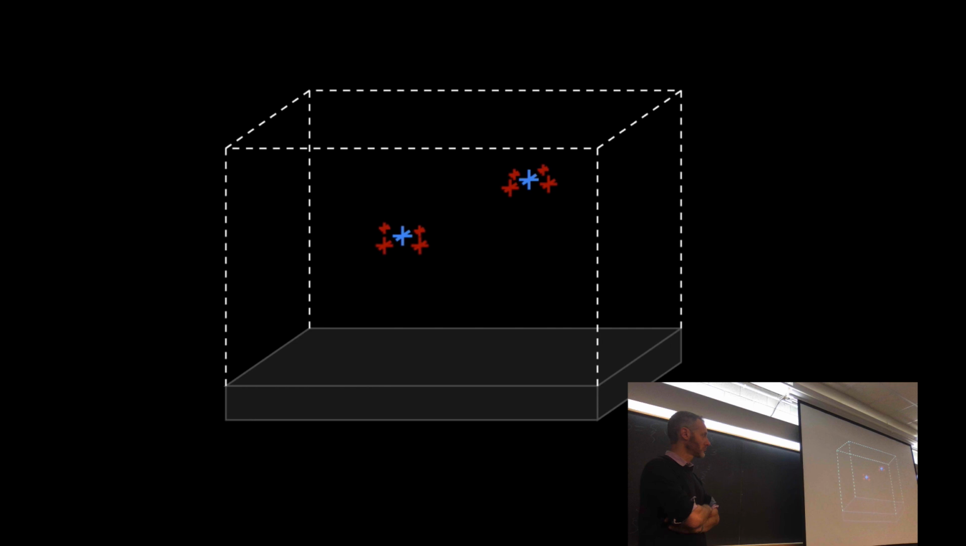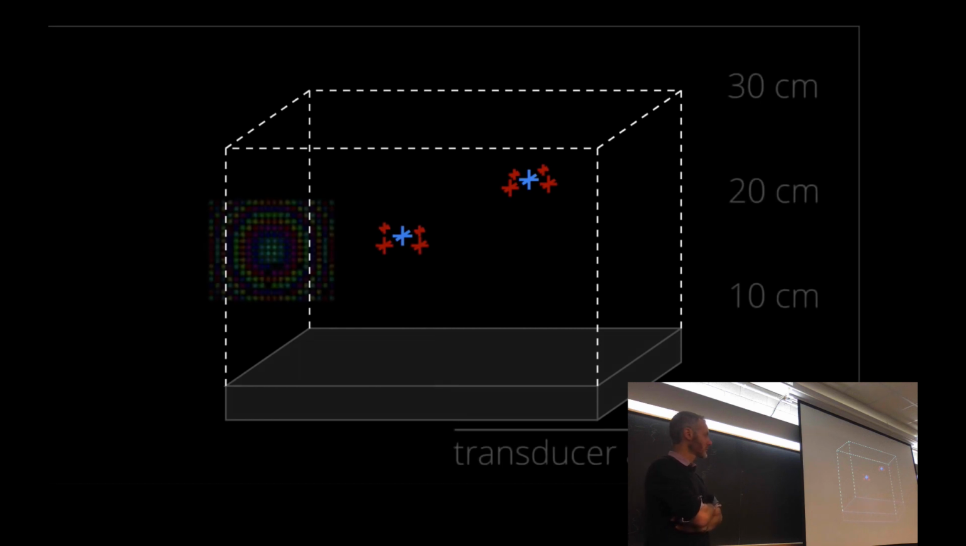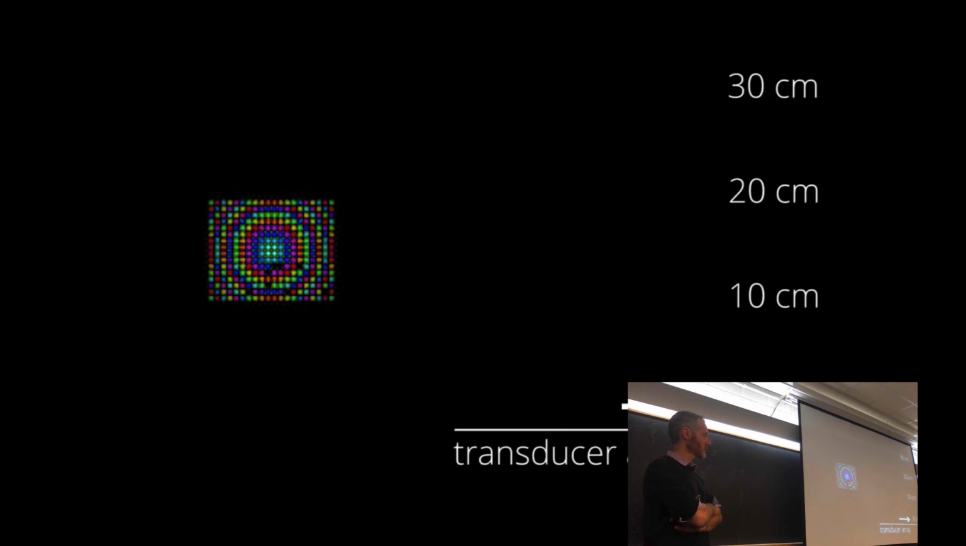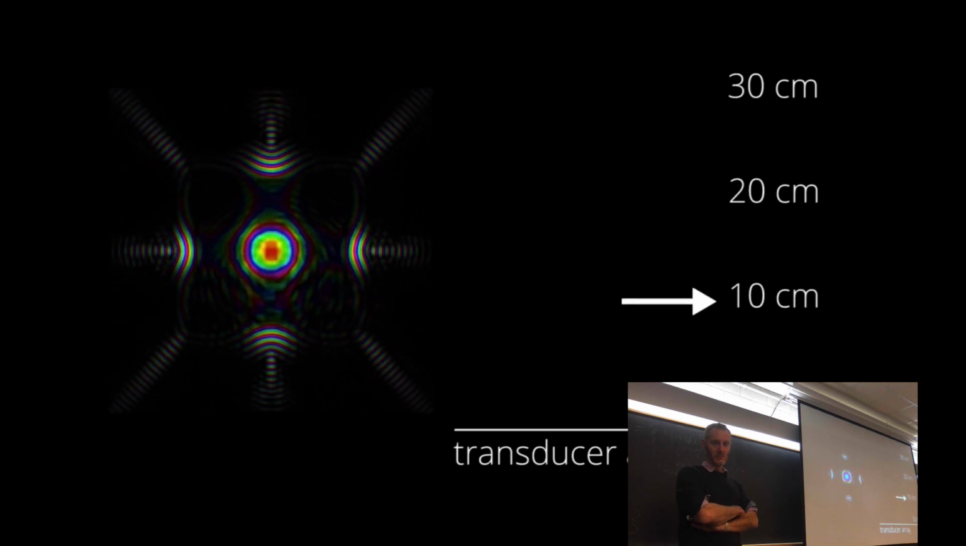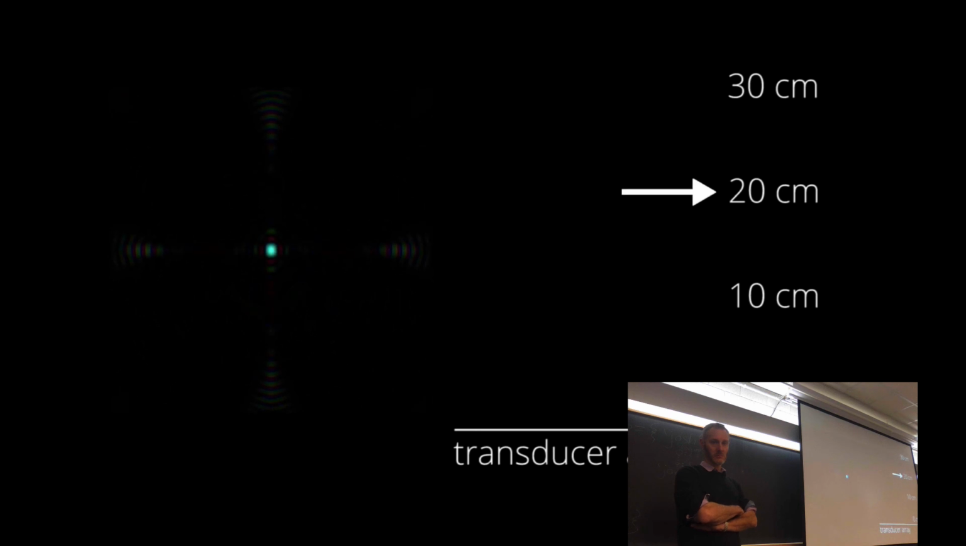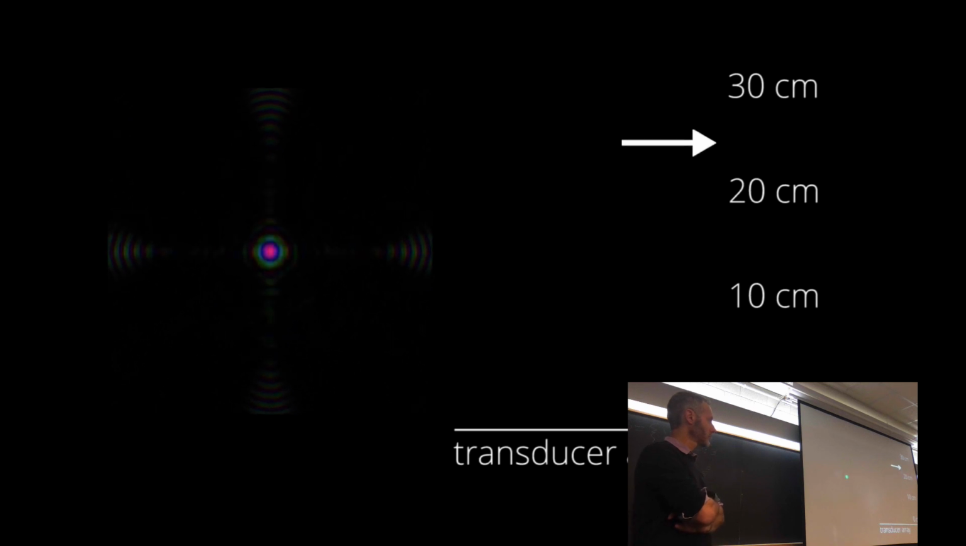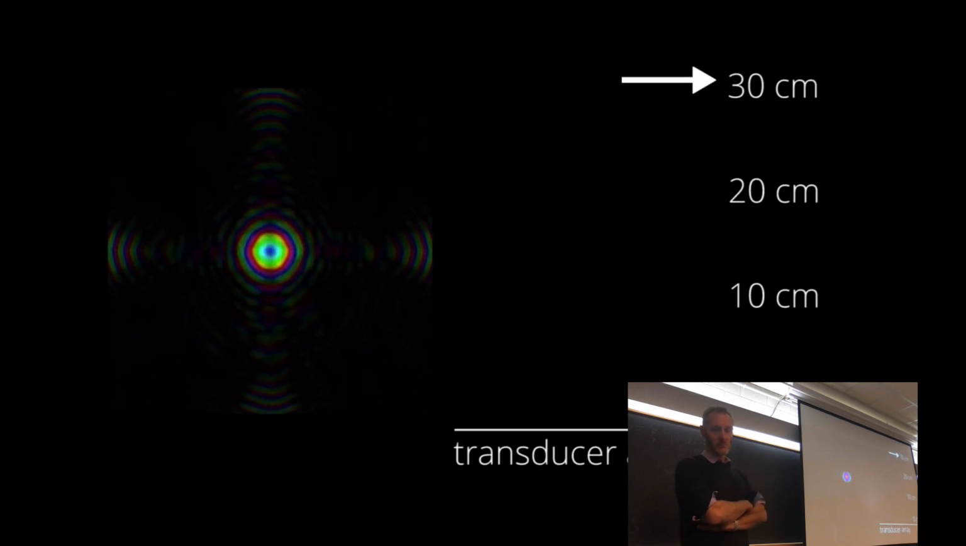Finally, the phase delay and amplitude are calculated for each transducer in the array to create an acoustic field that matches the control points. This simulation illustrates the acoustic field as we move up from the transducer array. Color represents phase, and brightness represents intensity. At a height of 20 centimeters, a focal point is formed. Above, the ultrasound defocuses once more.